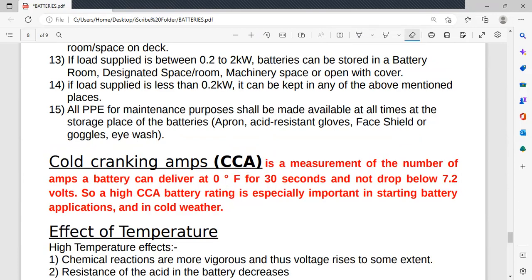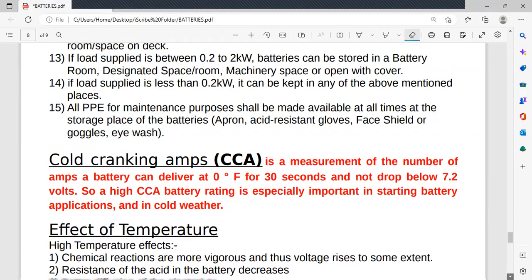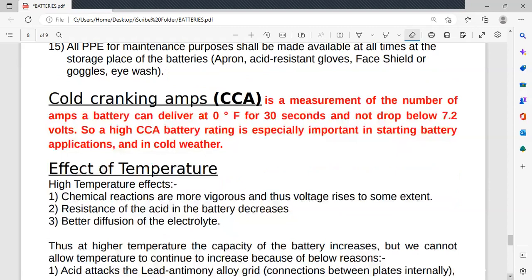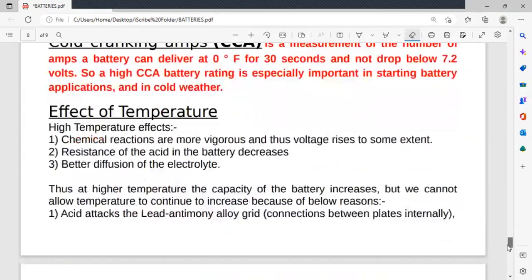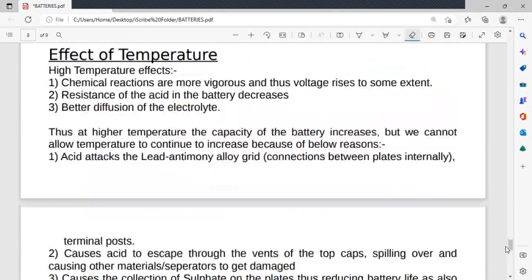Okay, so I had mentioned that temperature has a very detrimental effect. And when we are talking about temperature, we are talking about high temperature. High temperature has a very detrimental effect on your batteries, lead acid batteries and alkaline batteries. But generally we are talking about lead acid batteries because, as I said, we hardly find alkaline batteries as wet cell batteries on board ship.